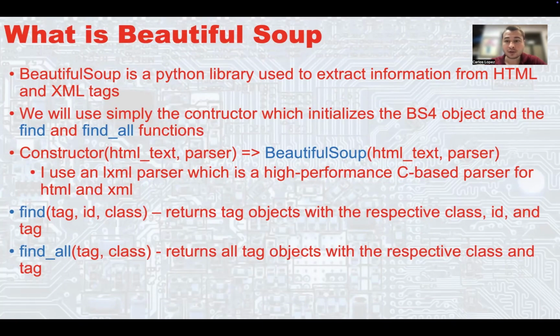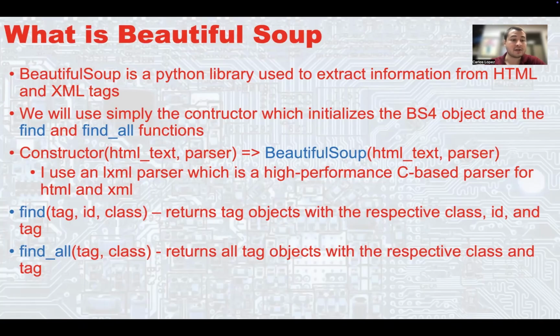We'll simply use the constructor of the BS4 object, which is the most recent version of Beautiful Soup, and the find and find all functions, okay? Beautiful Soup has a constructor object that I'm going to use only with the HTML text and the parser. The parser is the object we use to analyze the tags of the HTML syntactically. I use an XML parser, which is a high-performance C-based parser for HTML and XML.